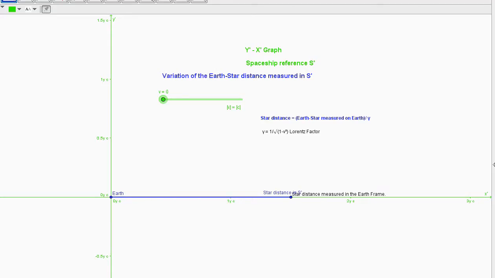Length contraction in the spaceship reference is evident on this graph. Increasing the spaceship velocity, the distance to travel shortens. Instead, lowering the velocity, the journey to the star is longer, not only because the spaceship is slower, but also because the path to travel is longer due to the relativistic effect.